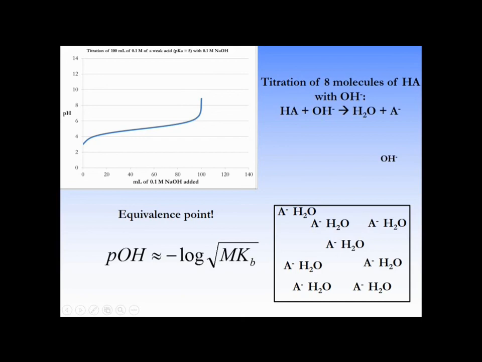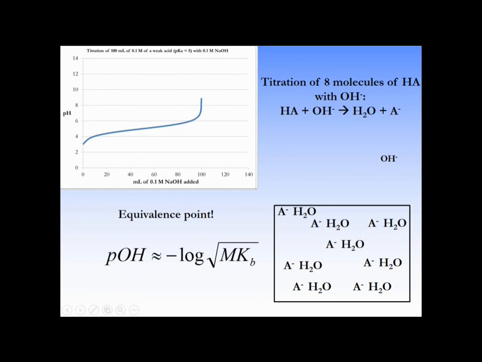So at this point, this becomes a weak base problem, very similar to the weak acid problem that we had at the start. And in this case, we'll find the pOH, and that'll be about equal to the minus log of the square root of the molarity of the base, whatever that happens to be at this point, times Kb for the weak base.